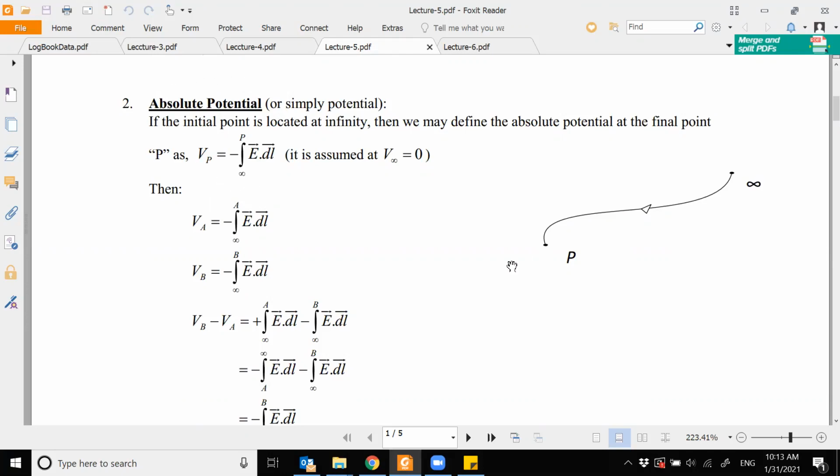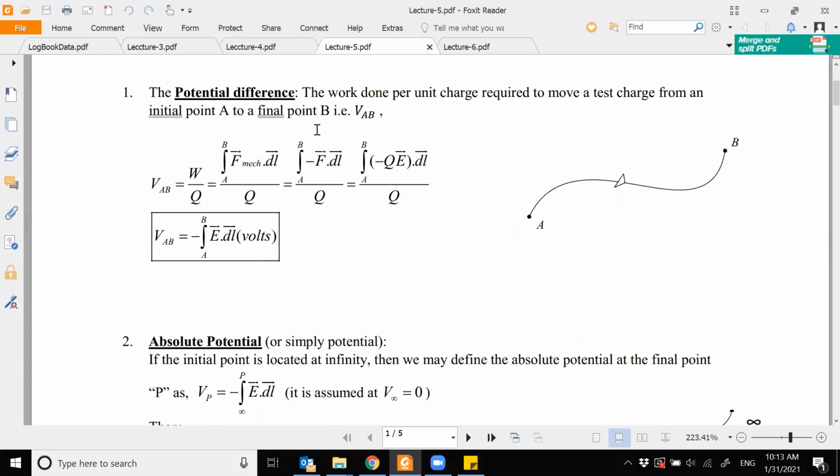So the absolute potential that you see at this point P is equal to minus integral, instead of point A, which is my initial point, I'm writing it as infinity, to my point B, which is my point P here, E bar dot dl. This is called absolute potential. And this expression is satisfied when the potential at this point at infinity is 0. This is our assumption. So this is absolute potential. This is the potential difference.